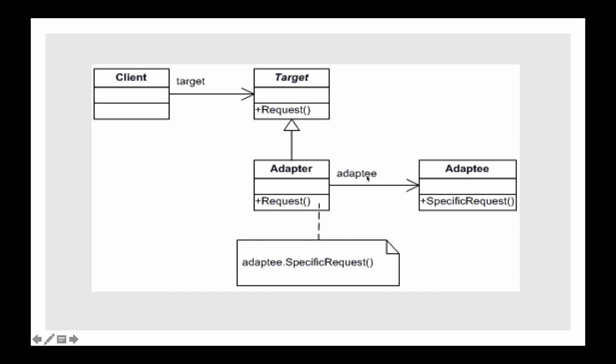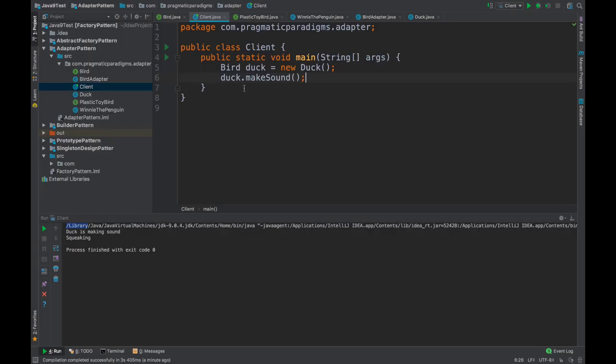So the way to implement this, we'll just quickly take a look in Java and we'll try to code this. So let's take a look at the coding example. Here I have created a very small example to demonstrate the working of the adapter pattern. What we are doing in this example is simulating some birds.